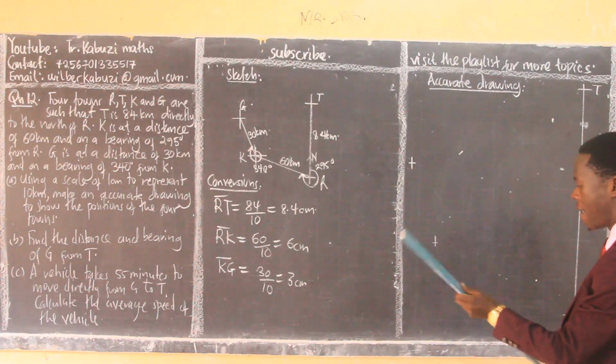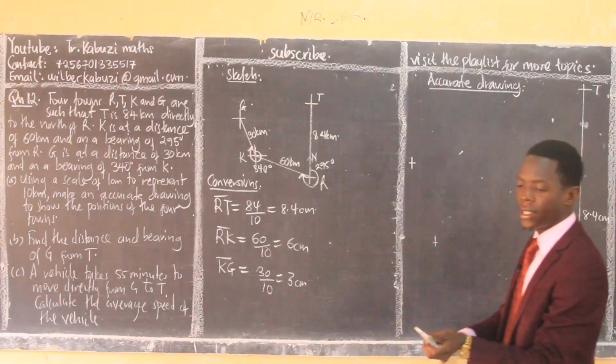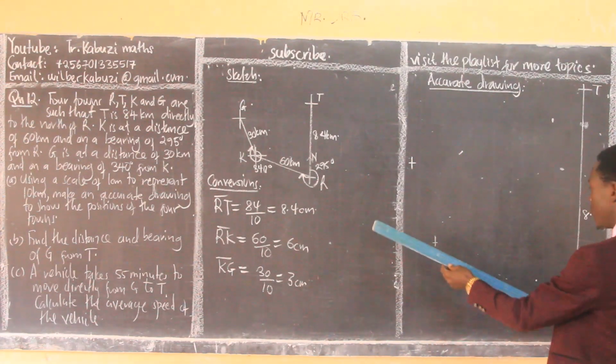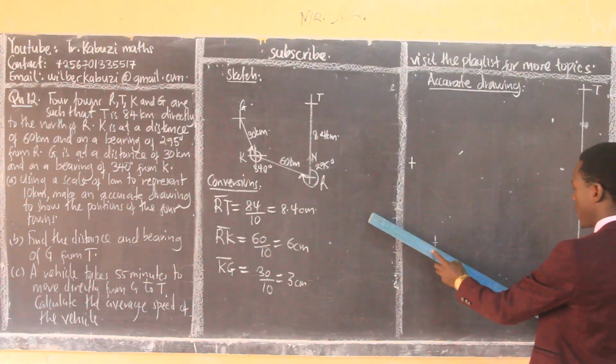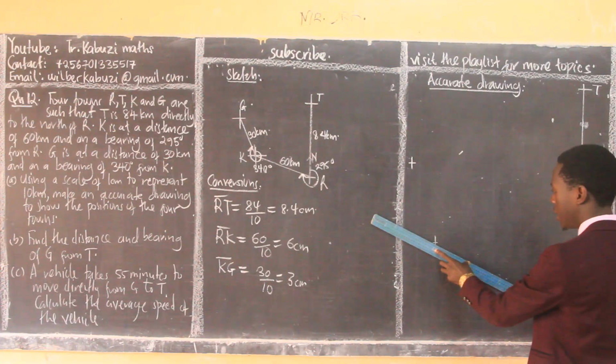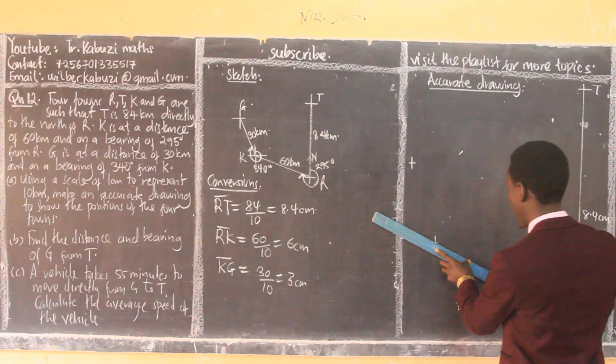Get my ruler now. I measure the 6 centimeters. You can use a divider to measure the 6 centimeters. So if you measure properly there, mine is going to be around there.